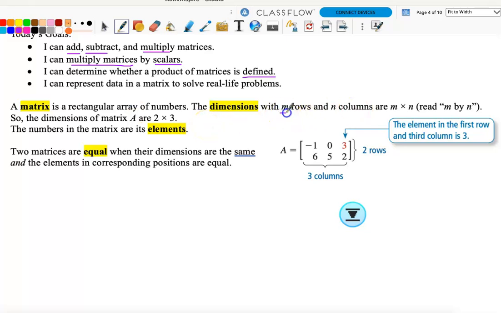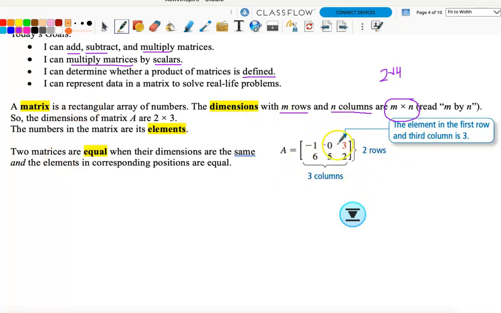So first off, a matrix is a rectangular array of numbers, and the dimensions of a matrix are going to have rows m and columns n, and it is read like this. It is read m by n. So like many of you guys have seen a 2x4. It's like a 2 and then an x and then a 4. So the multiplication kind of means by.